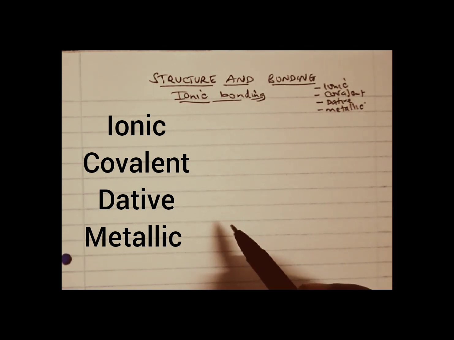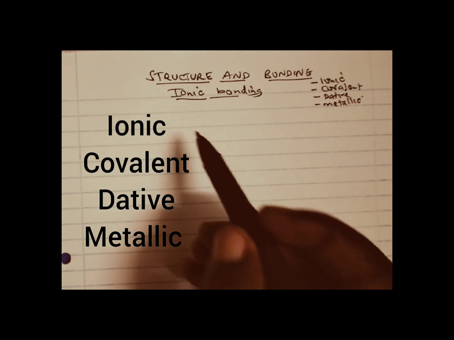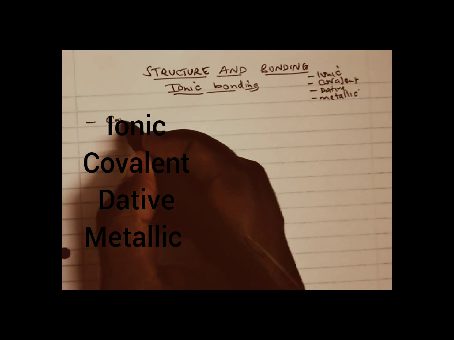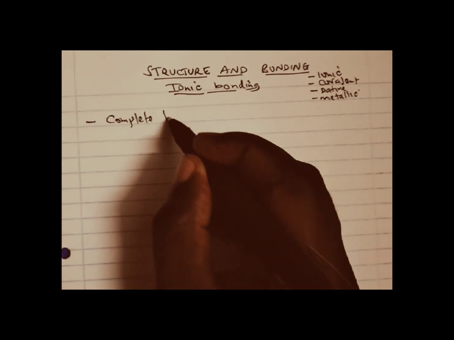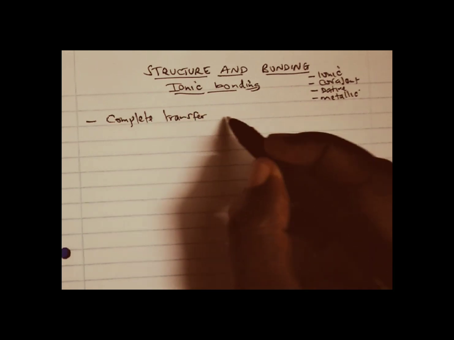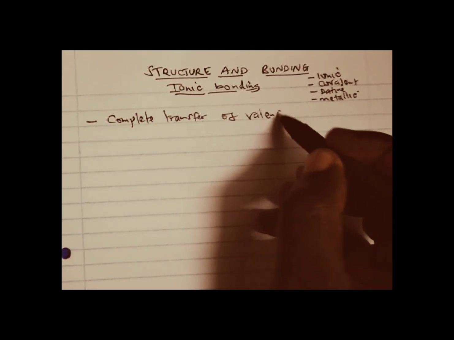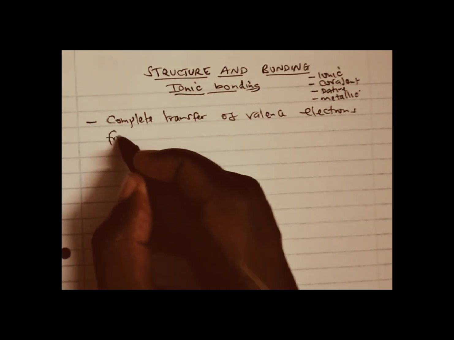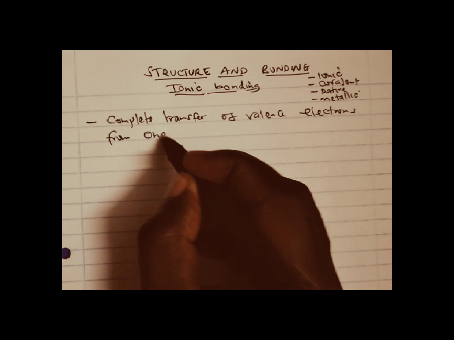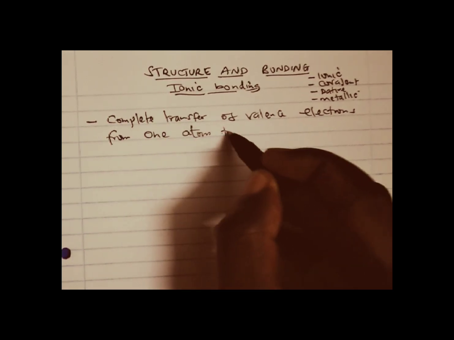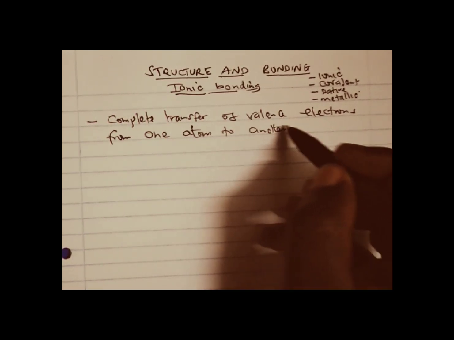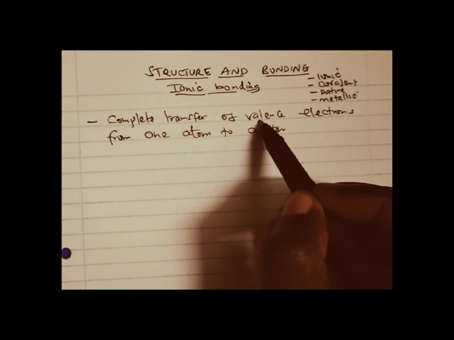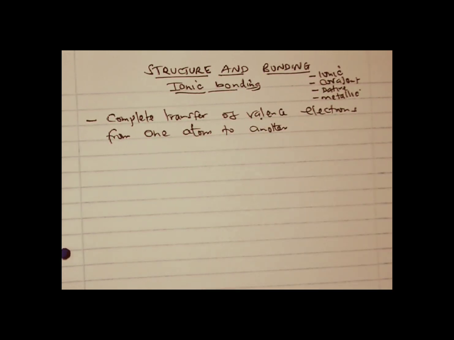Today we are going to look at an ionic bond, and we said an ionic bond is a bond formed when there is complete transfer of valence electrons from one atom to another. When we talk about valence electrons, these are electrons in the outermost energy level of an element.